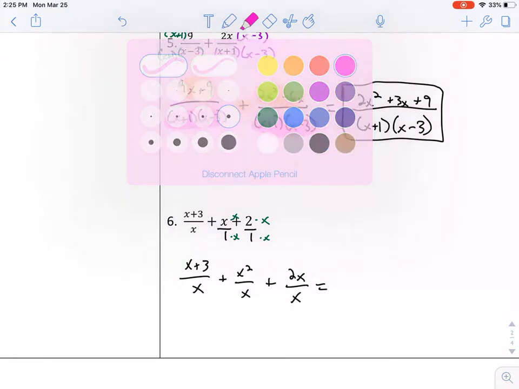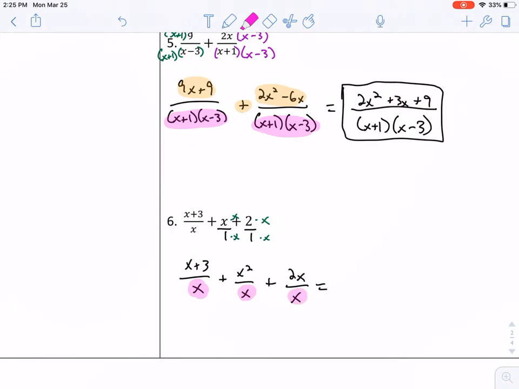Now, if you look, all three denominators are exactly the same, so our answer is going to be over x. And then you take your numerators, and it looks like each time you're adding. So we have an x squared. x plus 2x is 3x, and you have the plus 3 that doesn't change. And there's your answer, x squared plus 3x plus 3 all over x. Alright, and the next notes will be solving rational equations.